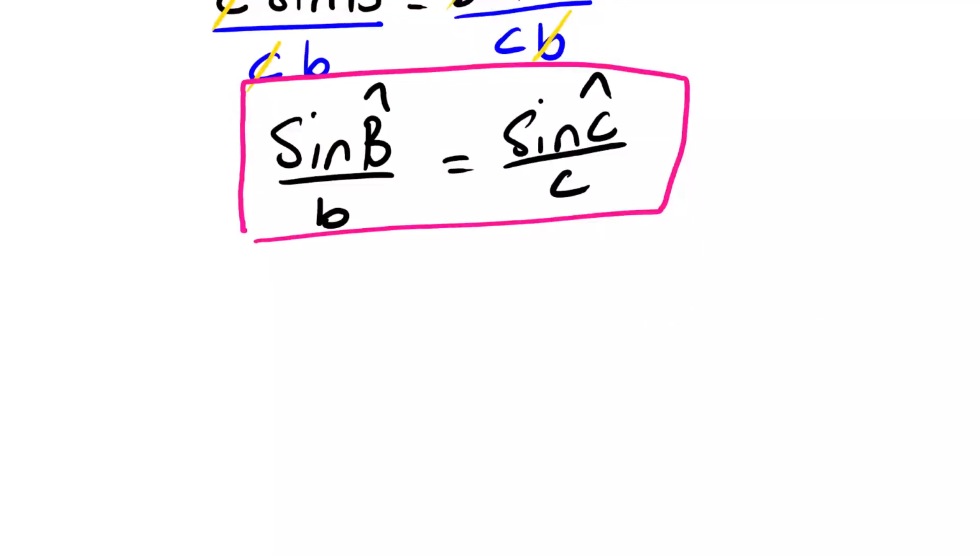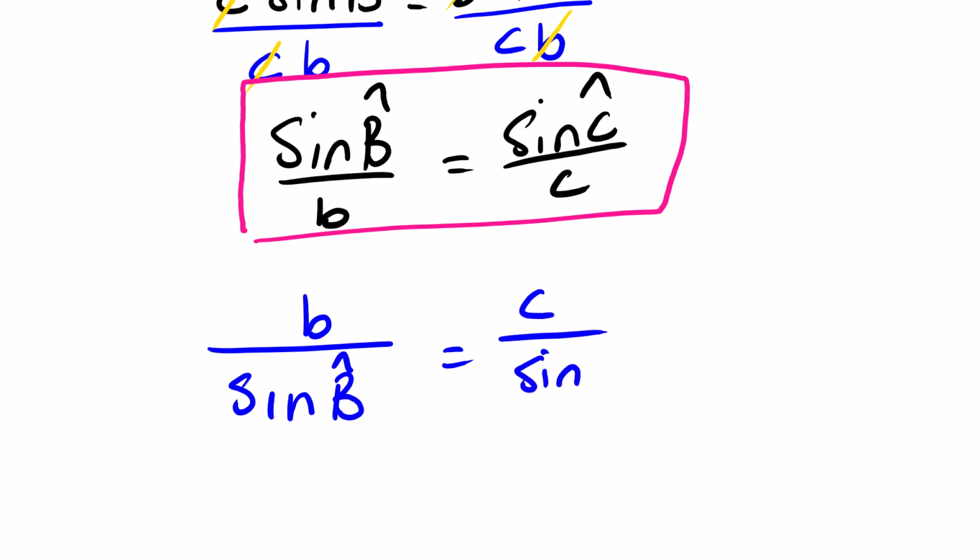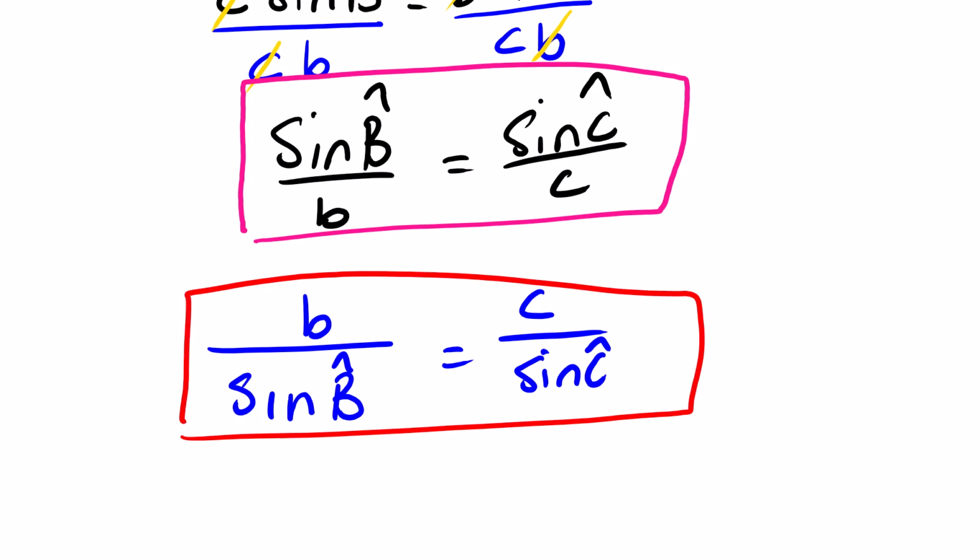We can also express it in this way. Instead of sine B, we can say B over sine equals C over sine. It's another equation, but we all know the general equation, and we need to extend this to sine A over A. Now let us look at examples on how to apply this law.